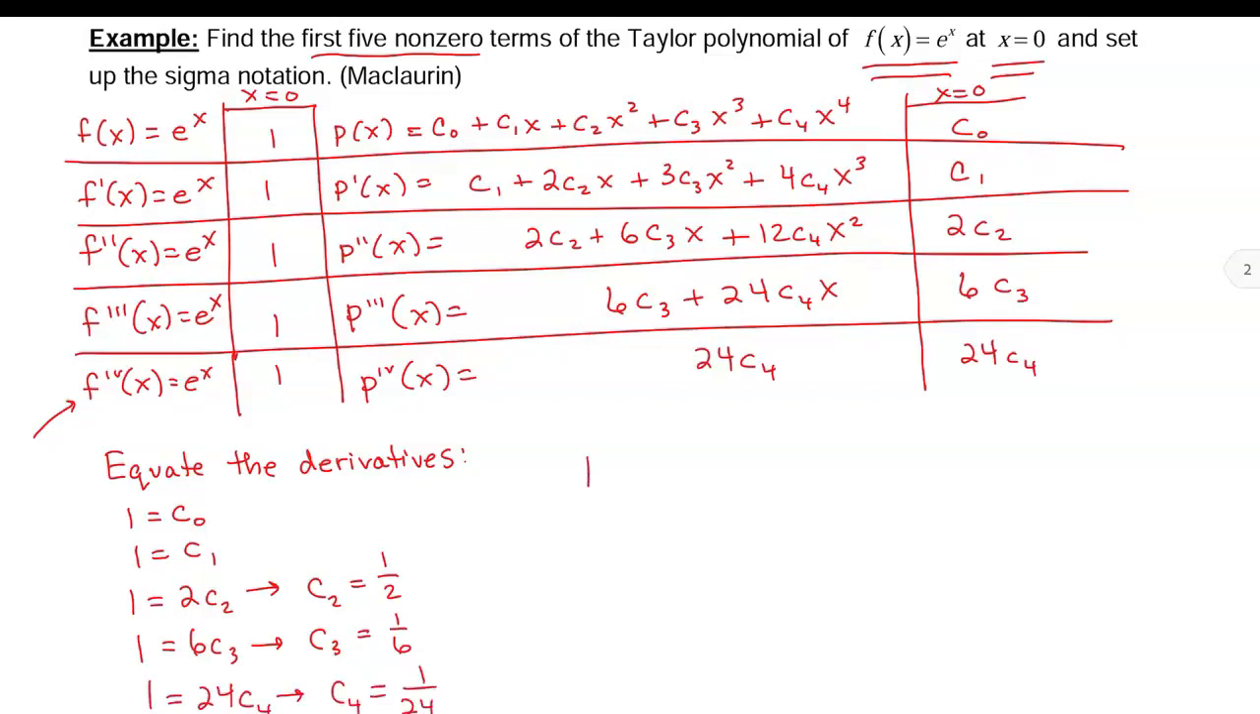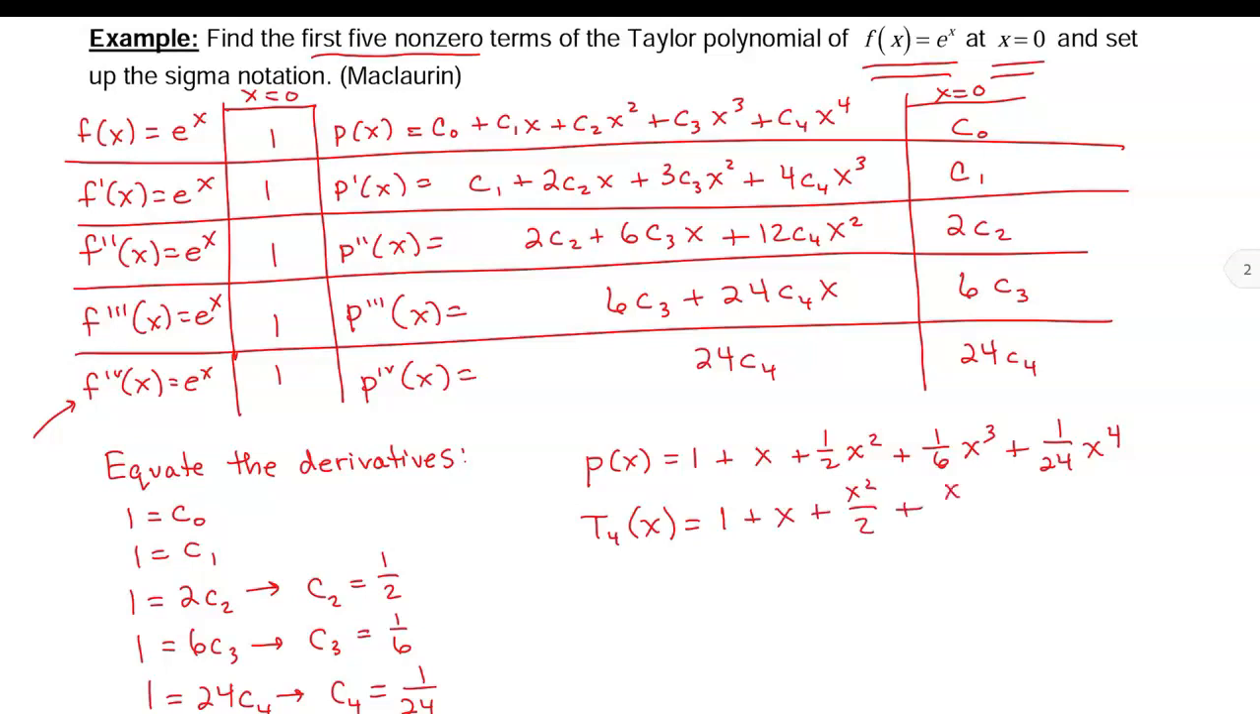To set up the polynomial, I'm looking at the formula I have in the first row up there. I need c sub 0, and then I need c sub 1 times x. Then I need c sub 2 times x squared, and so forth. Looking at this closer, I'm talking about a Taylor polynomial where I went as far as the 4th derivative, and these terms can be rewritten as 1 plus x squared over 2 plus x cubed over 6 plus x to the 4th over 24.